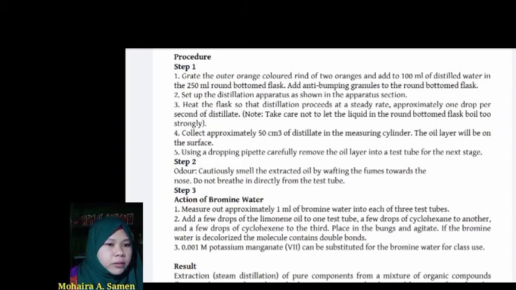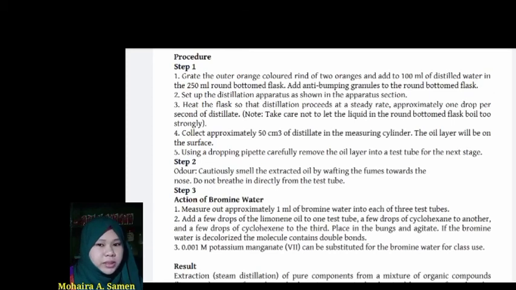Number 4, collect approximately 50 cm³ of distillate in the measuring cylinder. The oil layer will be on the surface. Number 5, using a dropping pipette, carefully remove the oil layer into a test tube for the next stage. Step 2, odor. Cautiously smell the extracted oil by wafting the fumes towards the nose. Do not breathe in directly from the test tube.